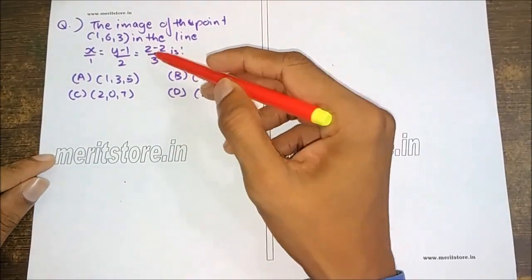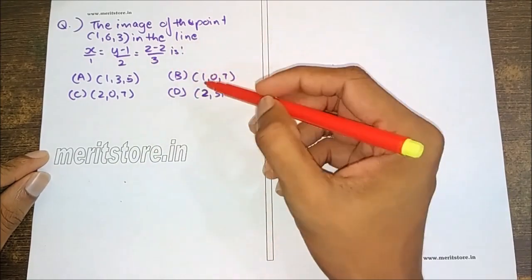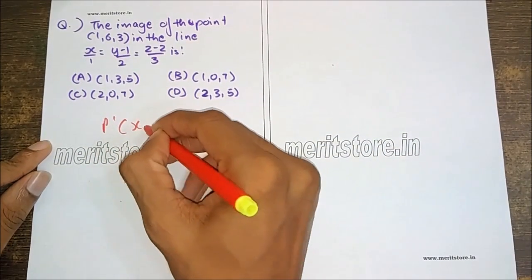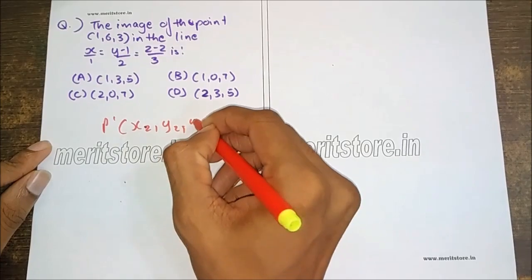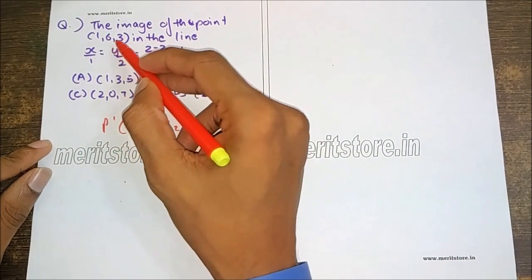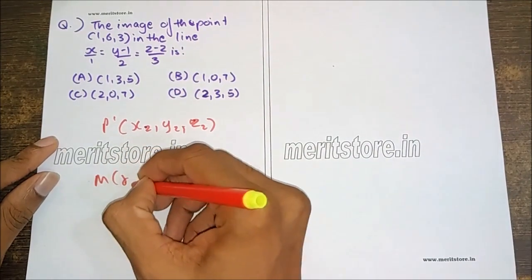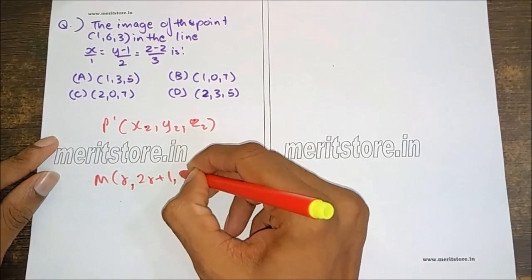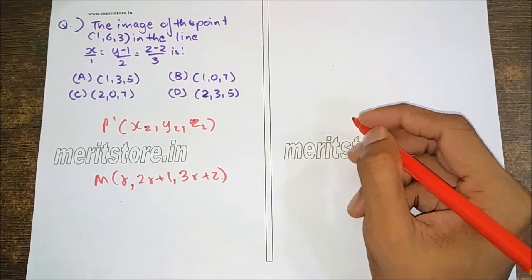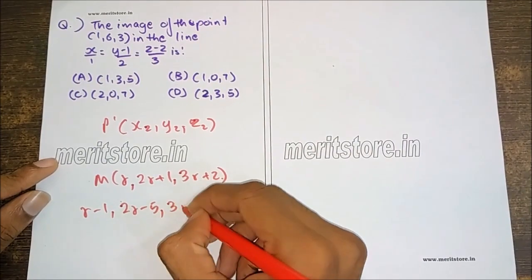The image of the point 1, 6, 3 in the line x by 1 is equal to y minus 1 by 2 and z minus 2 by 3 is... we give 4 options over here. Let P dash x2, y2, z2 be the image of P 1, 6, 3 in the given line. The general point of the given line is M r, 2r plus 1, 3r plus 2. So the direction ratios of line PM are r minus 1, 2r minus 5, 3r minus 1.